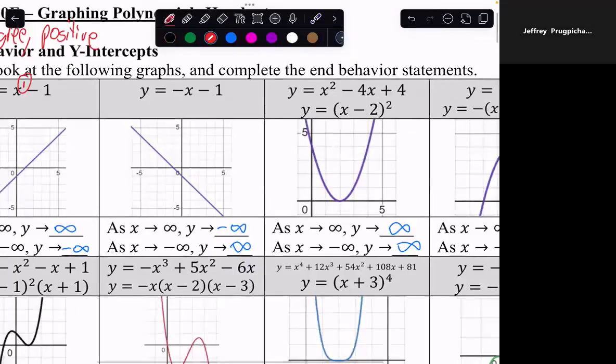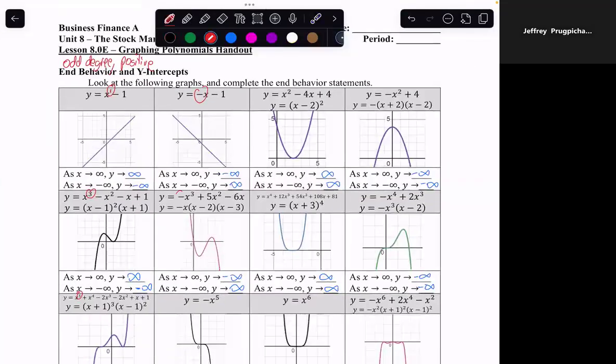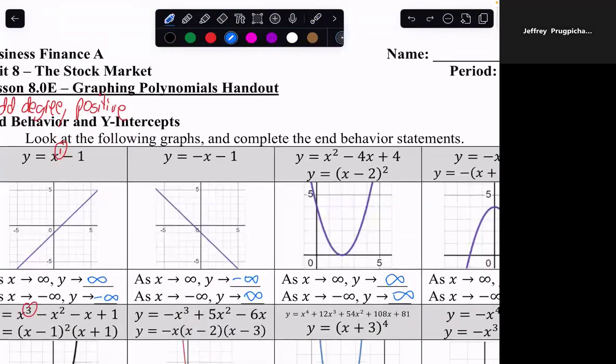Okay, so these are all negative. These all have a negative in front, but they are still odd degrees, 1, 3, and 5 again. Okay, so the second column is odd degree, but negative.